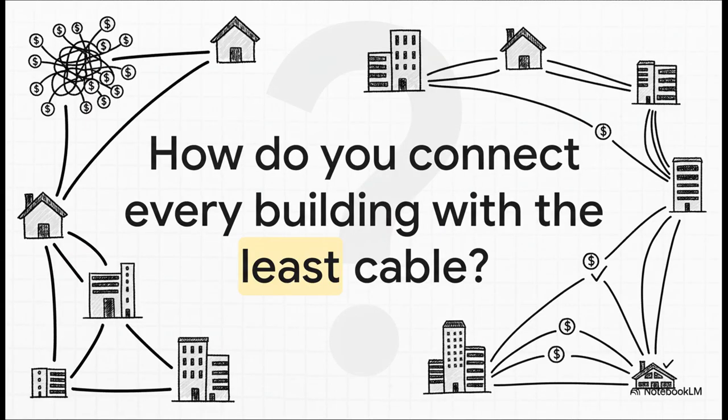You've got this map, and it shows you exactly how much it costs to lay cable between any two buildings. How in the world do you pick which cables to lay so that every building is connected, but you spend the absolute least amount of money? This thing we're trying to build, it actually has a name. It's called a minimum spanning tree. That's just a fancy term for the cheapest network that connects every single point.